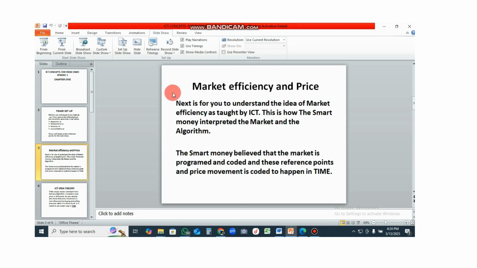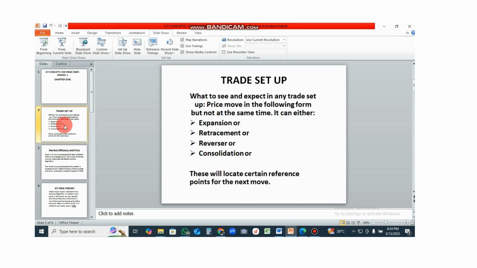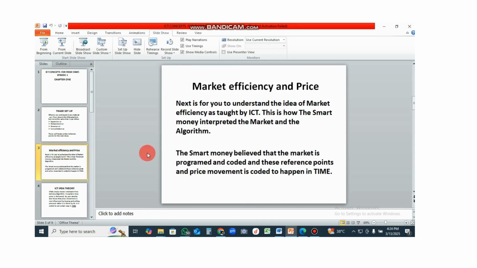Before we come to this, let me quickly explain to you. You can pause this video and read all this that is here in ICT. In ICT you need to understand that the market moves by algorithm. This is how the smart money interprets the market. They see it as it is coded.